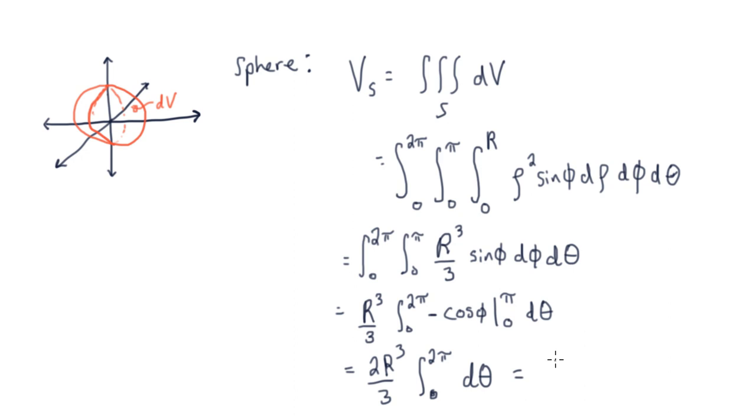And so you see the final answer is 4/3. So that 2 makes that a 4. And then I have this factor of pi and r cubed. So there's the volume of a sphere. In case you ever forget, there it is.